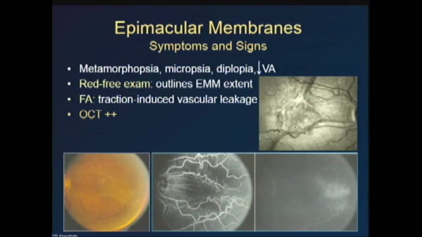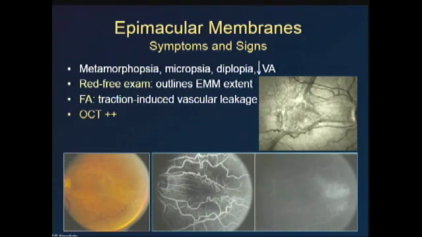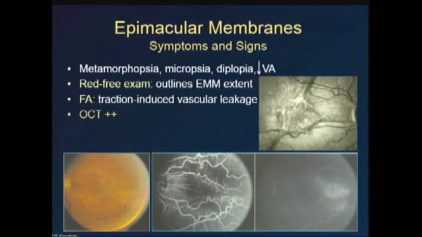Okay, what are the signs and symptoms of an epimacular membrane? Well, imagine, if you have distortion, you will have metamorphopsia, you can have micropsia, you can even have scotoma. If you do a red-free picture, you can see the epiretinal membrane outlined really nicely. If you do a fluorescein angiogram, you see the traction, you see the distortion of the vessels, and you see the leakage, the late leakage from these distorted vessels.